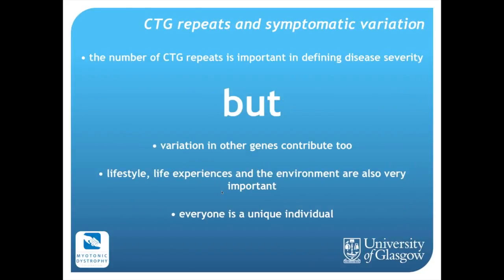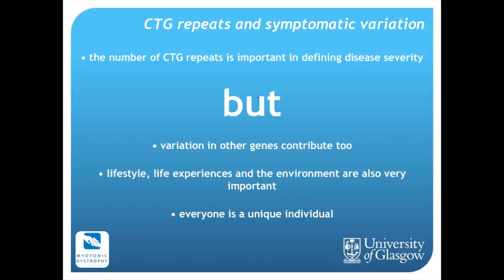So the number of CTG repeats is important in defining disease severity, but, and it's a big but, that's why I put it in big letters here, there is variation in other genes that also contributes to the severity of the disease. And again, we're just at the early stages of trying to understand what the impact is of variation in other genes. But again, lifestyle, life experiences, and the environment are also important in defining exactly how severe the symptoms will be in a given individual. And again, we don't really know what many of those factors are, and we're just starting to understand those.